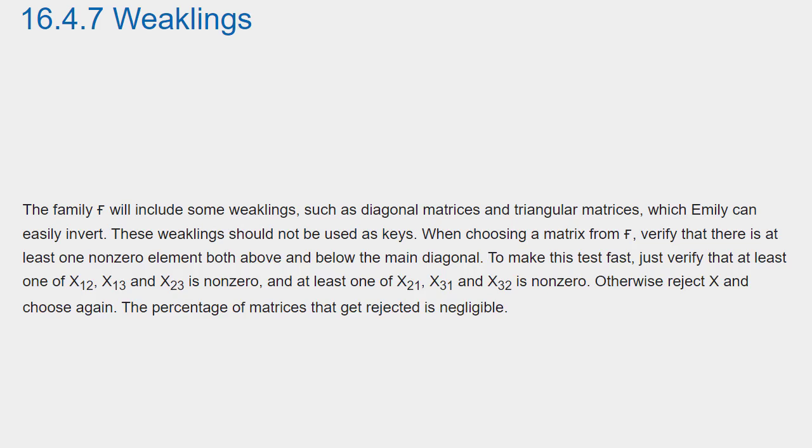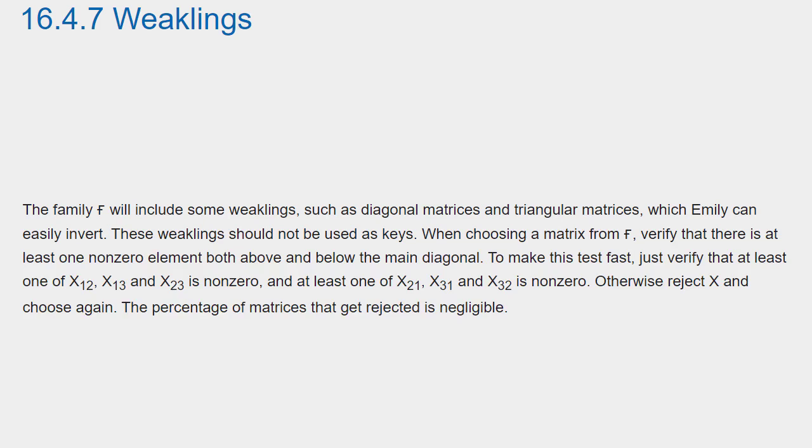Section 16.4.7 Weaklings. The family F will include some weaklings, such as diagonal matrices and triangular matrices, which Emily can easily invert. These weaklings should not be used as keys. When choosing a matrix from the family F, verify that there is at least one non-zero element both above and below the main diagonal.